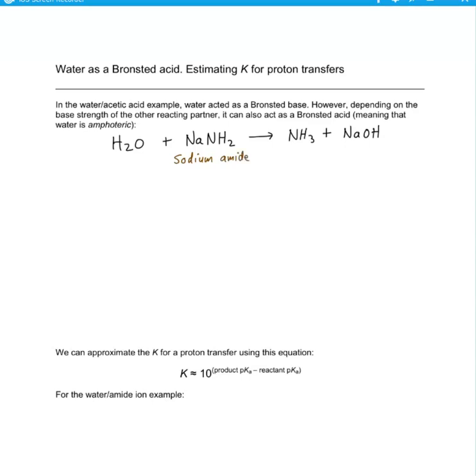So amide, just like the name of the functional group. This is an ionic compound, so it's made up of sodium plus and the amide ion, which has a minus charge. Actually, let me draw that a little bit more clearly so that we can see that. So NH2 minus, there we go. Two lone pairs on the nitrogen, two bonds to hydrogens, negative charge on the nitrogen. Okay, so first of all, the amide ion is what NH2 minus is called. So this is the amide ion.